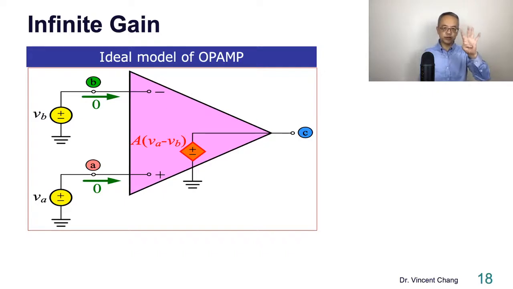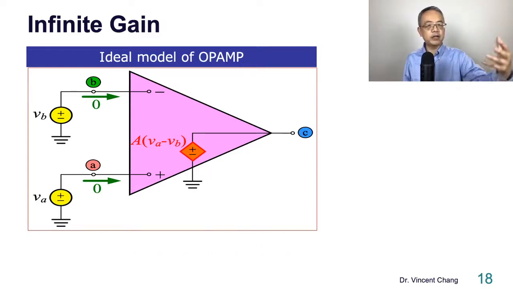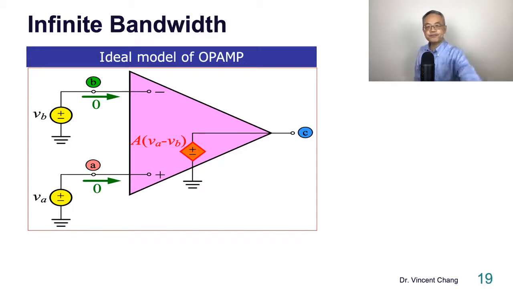The fourth characteristic, infinite differential gain, means the A is big, it's infinite. In reality, if the op-amp is built around bipolar technology, then the gain could be as high as 10 to the 5th power. And the last characteristic is infinite bandwidth. Infinite bandwidth. Just picture this in your mind.